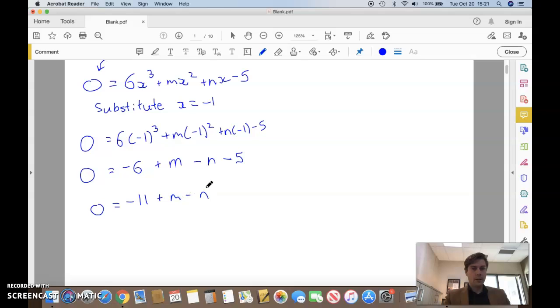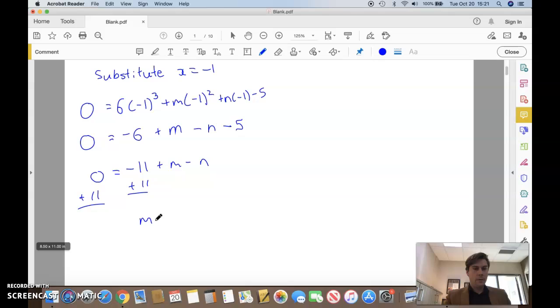plus m minus n. Add 11 to both sides, and we get m minus n equals 11. That's going to be our first equation. So equation 1.